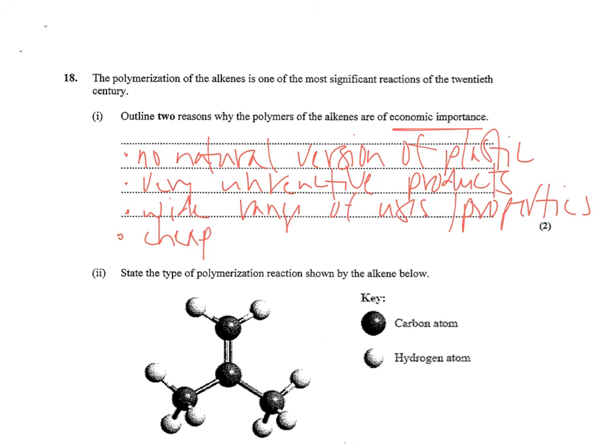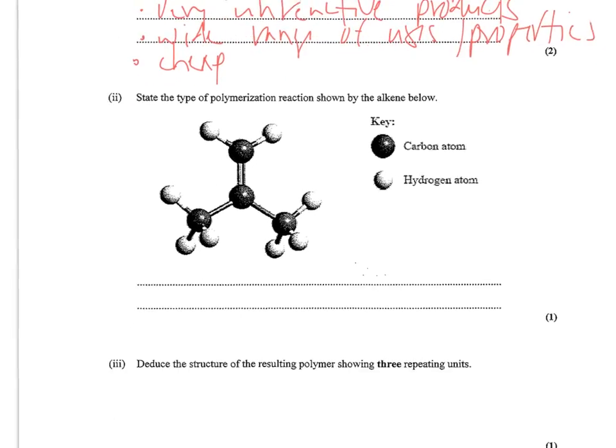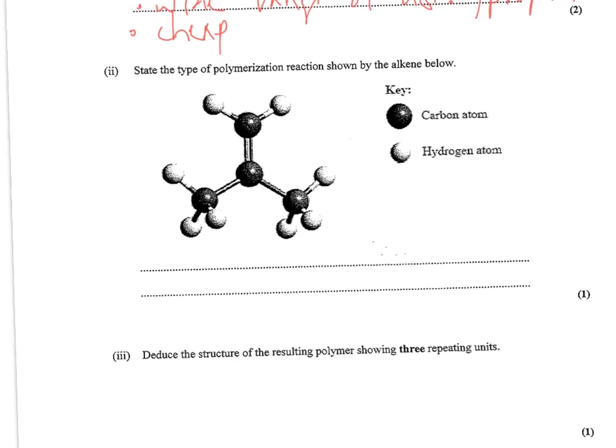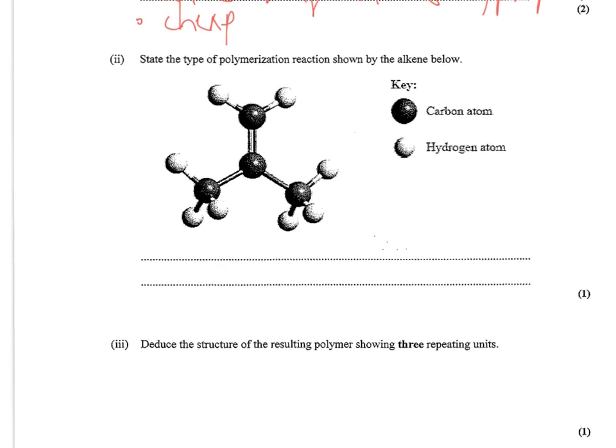Number 2 wants to know, state the type of polymerization reaction shown by the alkene below. So it is combined to form all single bonds, so that lets me know that this was simply an addition. That's all they wanted to know. Was it addition, condensation, substitution? This was addition because it saturated the alkene. And then deduce the structure of the resulting polymer showing 3 repeating units.